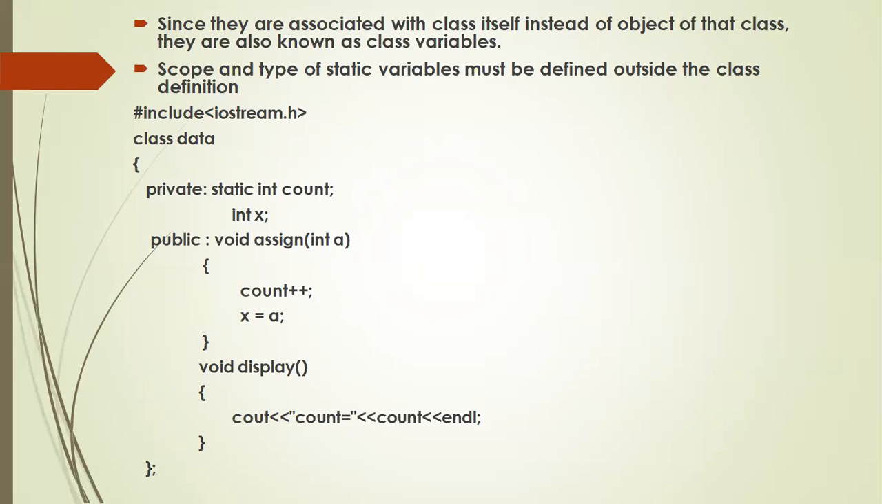And the scope and type of a static variable must be defined outside the class. Even though a static data variable is visible within the class, it has to be defined outside the class also, outside the class only.